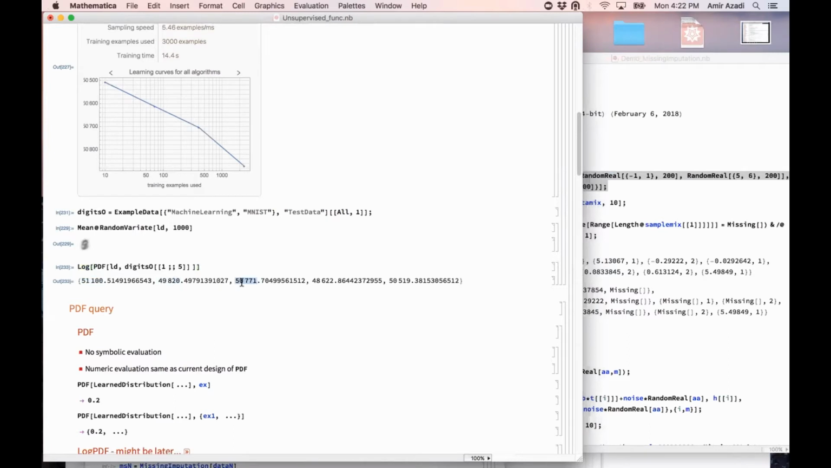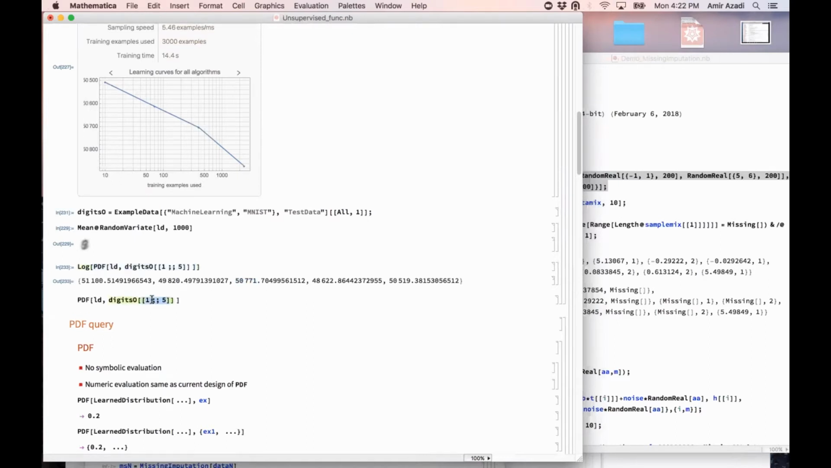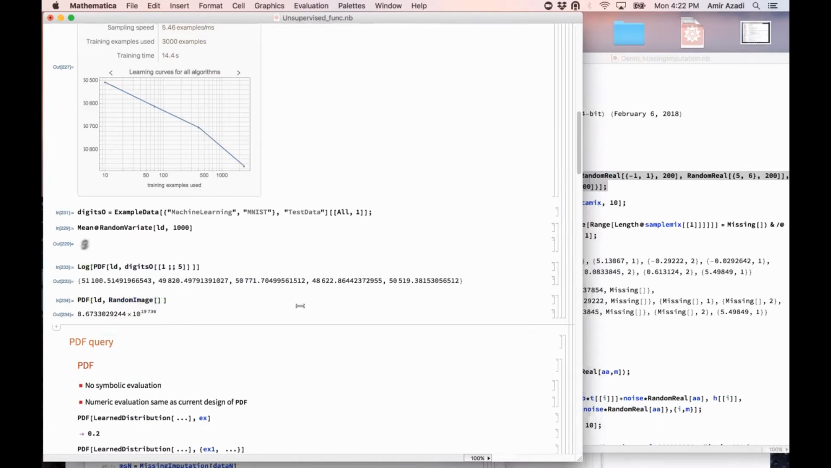This is a valid digit. If you put a random image, you'd get something much worse. So let's try it. Just try a random image there. It's just that the space has 720 dimensions, and so you have something, log of that.